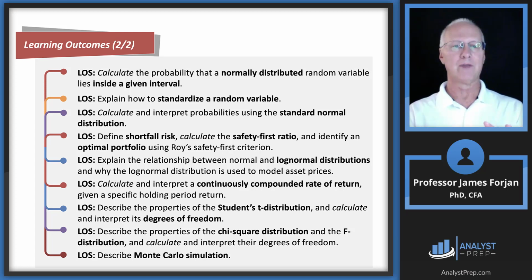And then somewhere after that third LOS on this slide, we're going to switch gears and ask ourselves, okay, we're understanding probability and normal distributions, but how can we get back to, what did I say just a few moments ago? Making informed investment decisions. And we're going to try to do that using things like shortfall risk and a couple kinds of ratios. And then we'll look at t distributions and chi-square distributions and f distributions. And then we'll end with a discussion on Monte Carlo simulation.